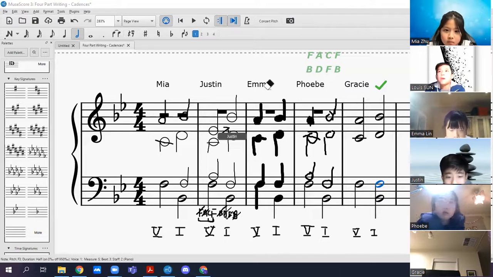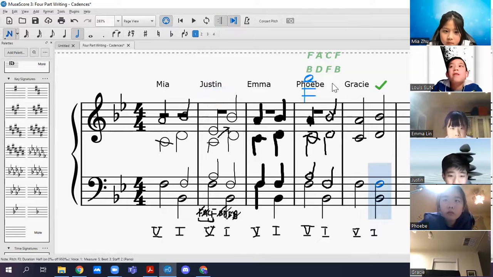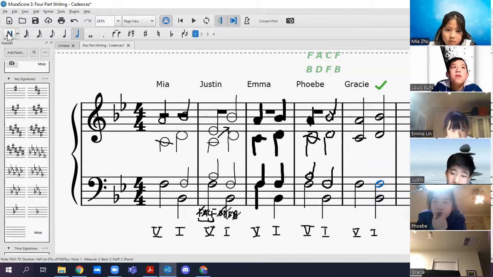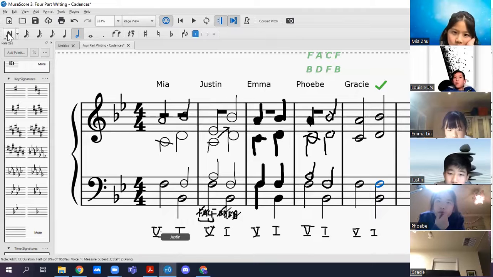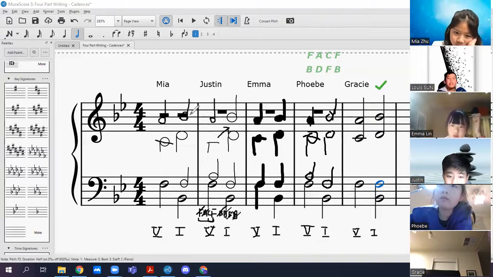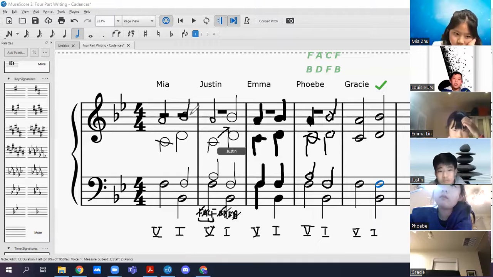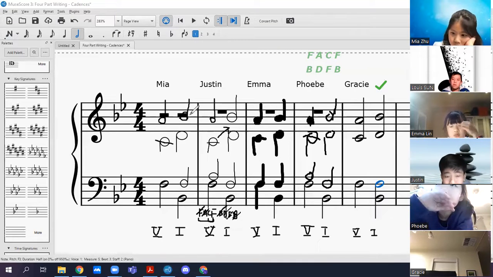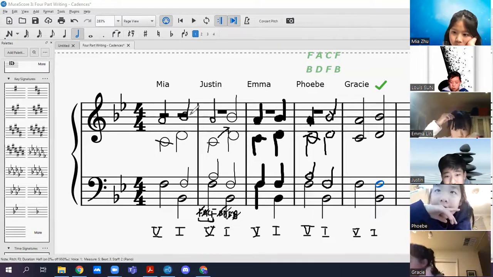Okay, I'll play Gracie's for you guys to listen. Is it good now, or do I still need to change it? You still need to change it because firstly, where'd you get the E from? You said it was the leading note. No, the leading note is A. The leading note for B flat major is A. It's a similarity to the scale, not the chord. Does that make sense?